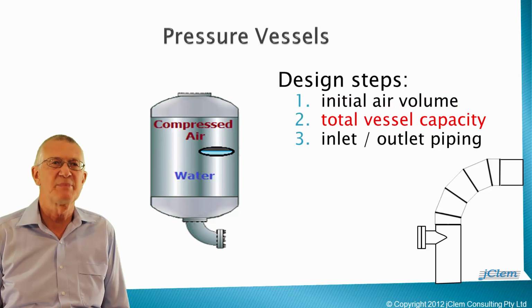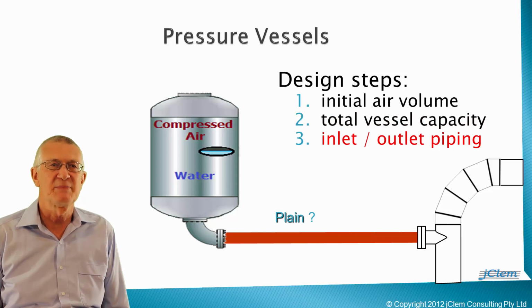The second step in the design process is to match the pressure vessel's total volume, height, and initial water level to the range of water levels that will occur during transient events. The aim is to make sure the vessel does not empty during surge events. During this step, the designer typically keeps the same initial air volume and adjusts the total capacity of the vessel to provide more or less water volume.